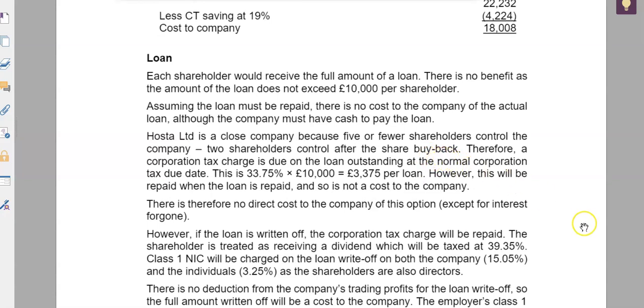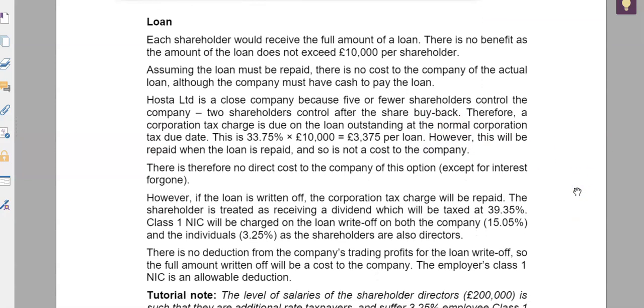Let's move to the loan. So you wrote exactly what was to be written, the close company thing, and actually I gave you full marks in this part. So let's see what was the treatment, please.